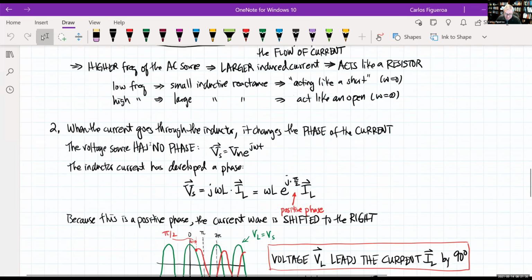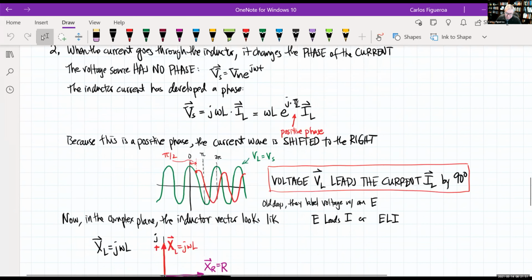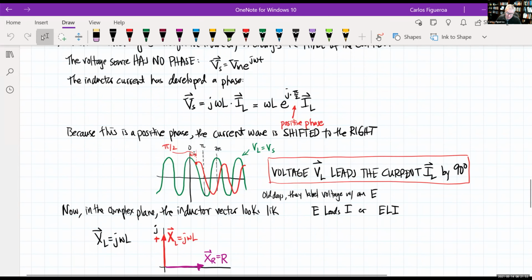And then if we look at the phase, looking at our relationships, we have to write J in polar form, always. And in polar form, you get this positive pi over 2, or 90 degrees. So I got a positive phase. That means the current is shifted to the right by pi over 2. And so what we're seeing here is that the voltage leads the current, and it leads by 90 degrees.